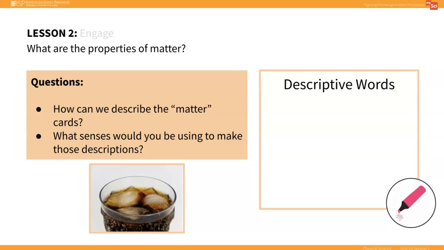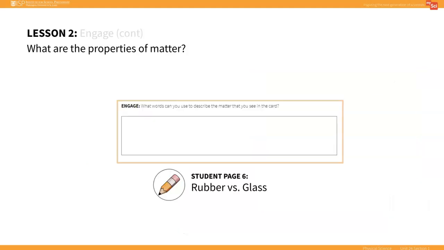Pass out the sets of cards and have students use adjectives to describe the photos on each of the cards. At the end of the conversation, you'll have students choose a card and describe the item on the card. In their student journal, on the page labeled Rubber versus Glass, you'll have students fill out the Engage portion, describing what words they can use to describe the matter that they see in the card they chose.